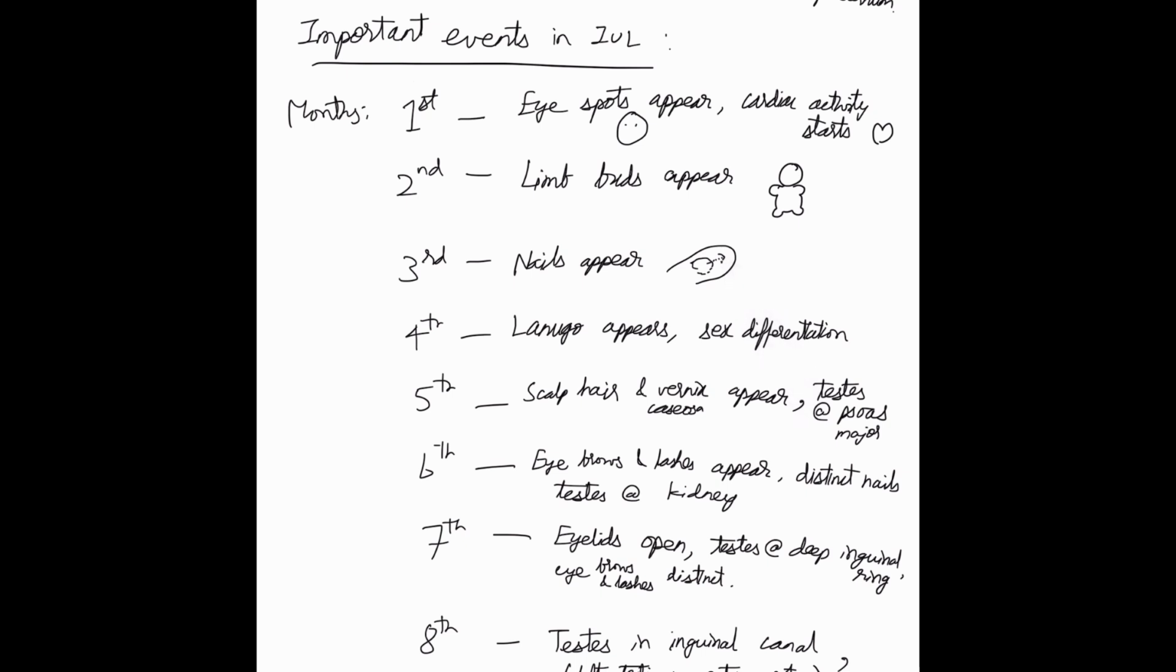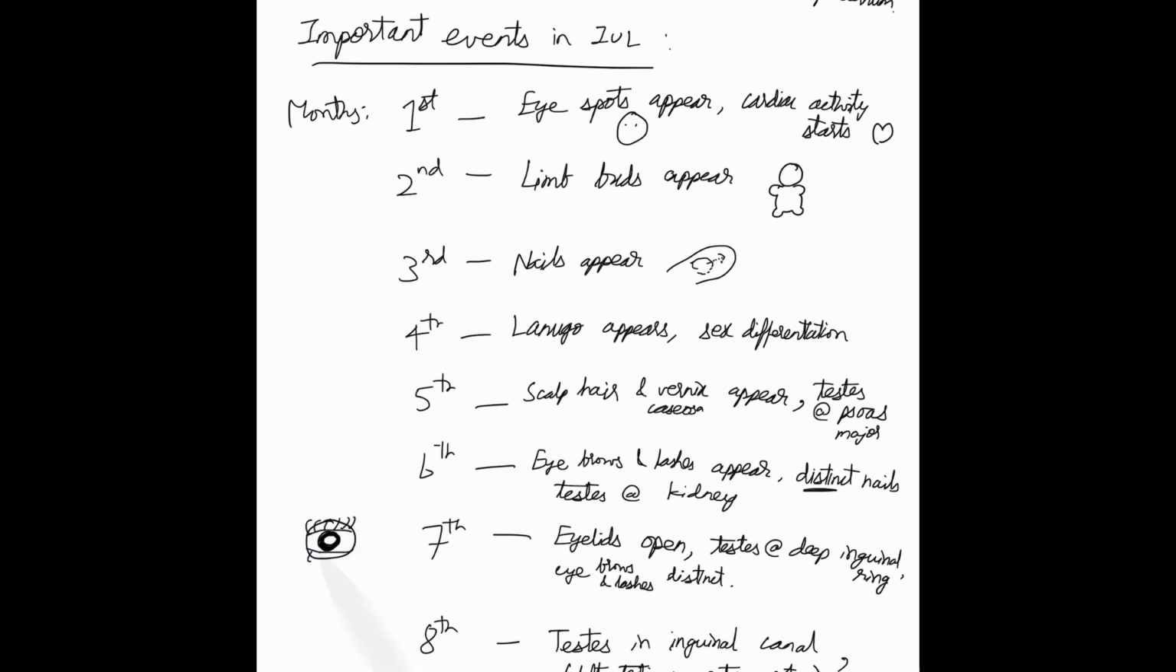In the 4th month, lanugo appears and sex differentiation occurs. In the 5th month of gestation, scalp hair and vernix caseosa appear, and testes are located at the psoas major. At the 6th month of gestation, eyebrows and lashes appear, the nails become distinct, and the testes descend to the level of the kidney. At the 7th month of gestation, eyelids open, and then the testes reach the deep inguinal ring, and eyelids and eyelashes become distinct.